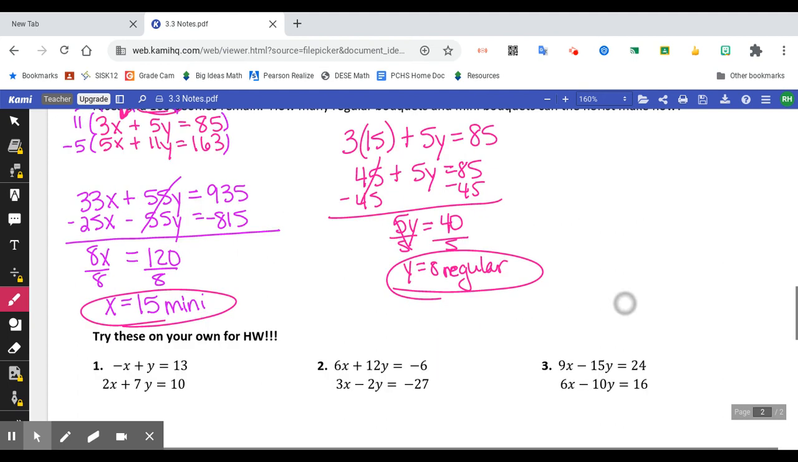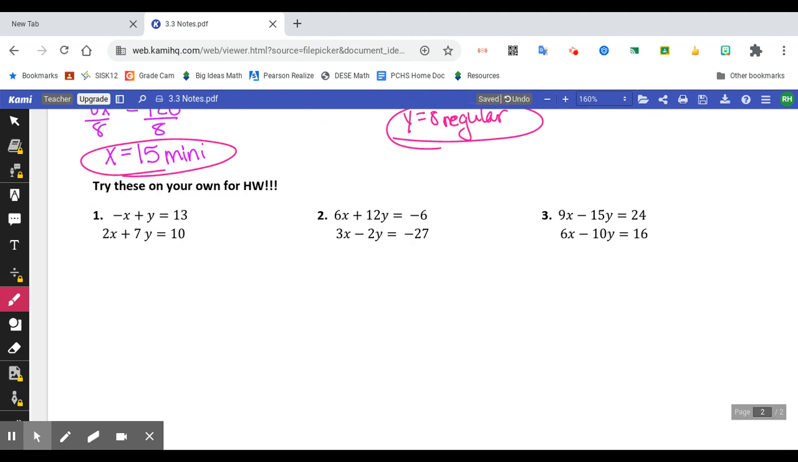Okay. All right, so your homework is to try these 3 down here for elimination, and you choose what you want to multiply by, and we will talk about them tomorrow in class.